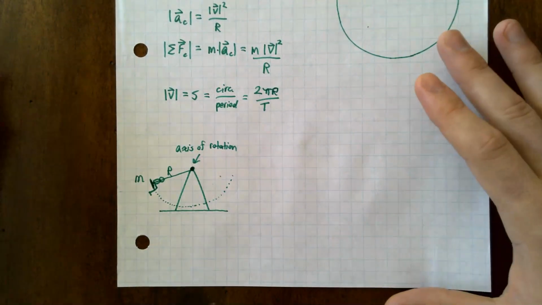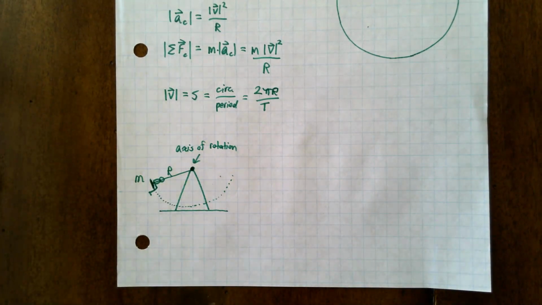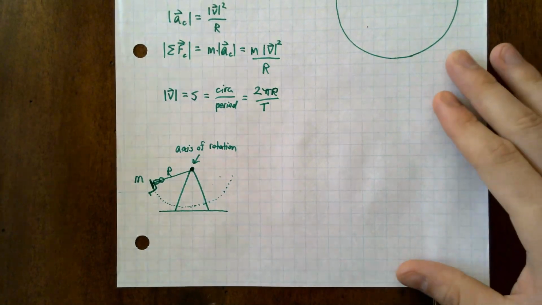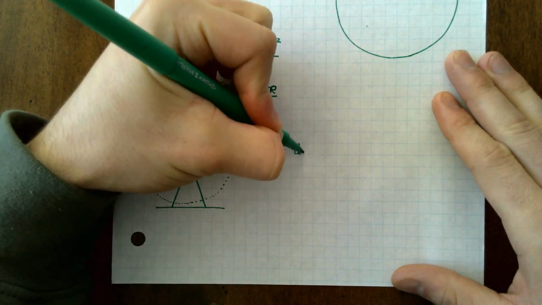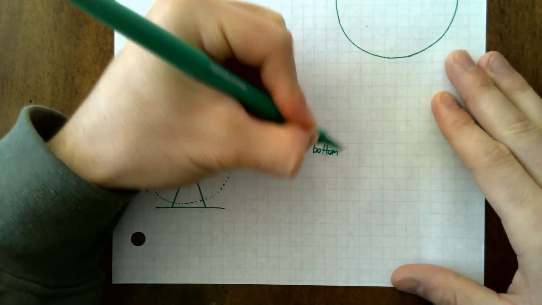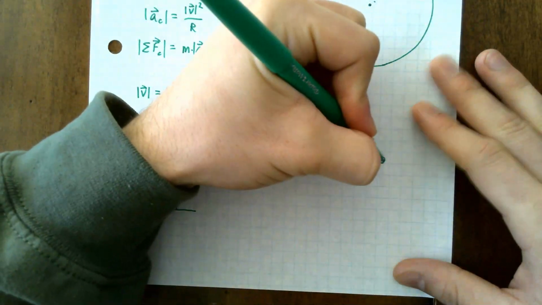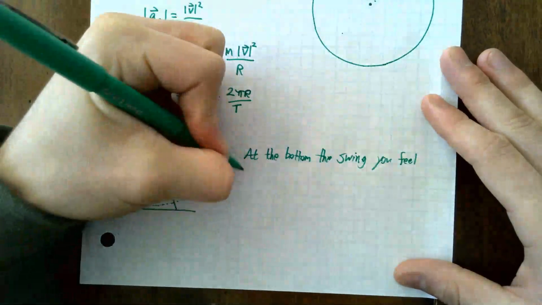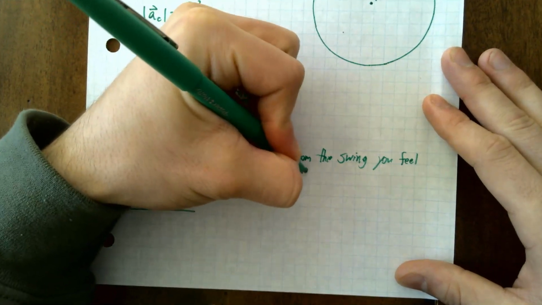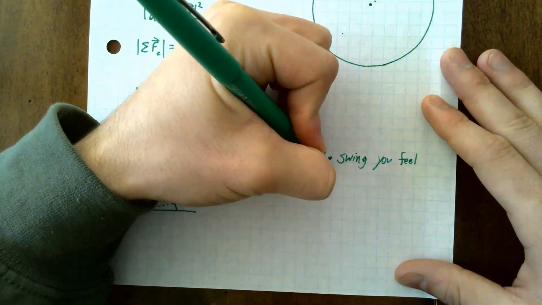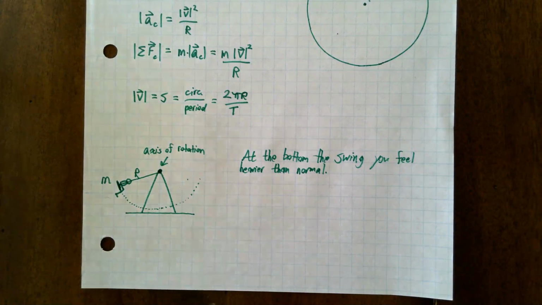Now, what our question is, we want to relate this to our experience. How do you feel whenever you get to the bottom of the swing? What you should feel is you feel heavier at the bottom of the swing. You feel heavier than normal. In other words, your apparent weight has increased. We want to look at what has happened. Why does it feel like you're heavier than you normally are?